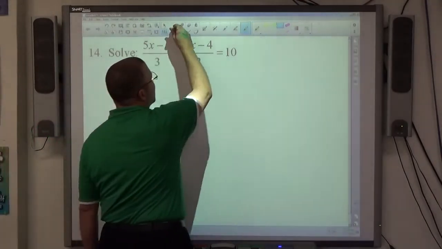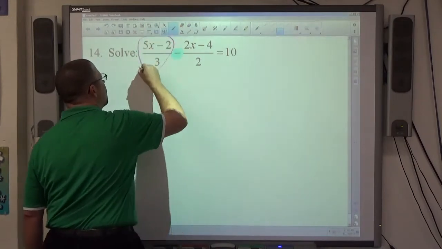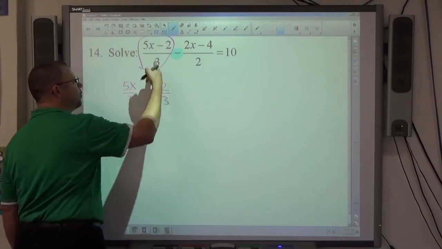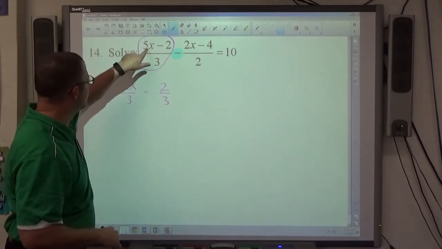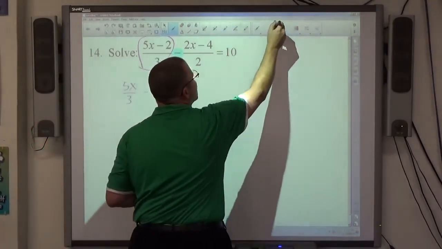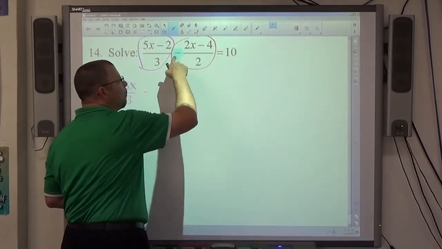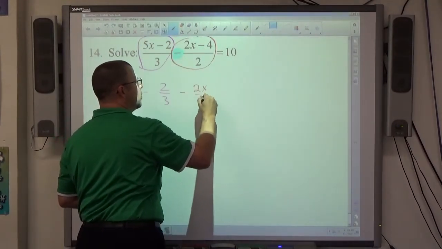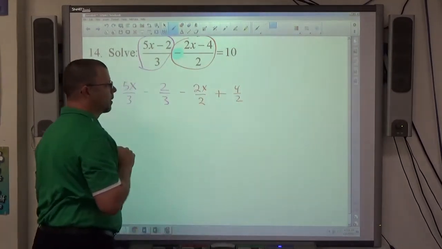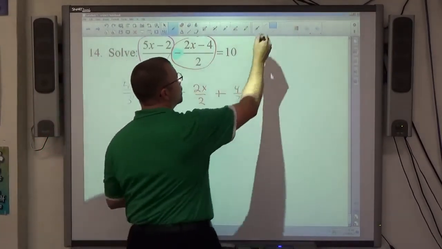So if I split the fractions apart into separate pieces, start off with this one here. That's 5x over 3 minus 2 over 3. There's no sign in front of the fraction influencing anything, so 5x stays positive, 2 stays negative. They're both over 3. The second fraction has a minus in front of it, so that minus is influencing the numerator. So minus 2x over 2, and then minus minus makes plus 4 over 2. Be careful that that minus minus makes a plus happens. Equals 10.